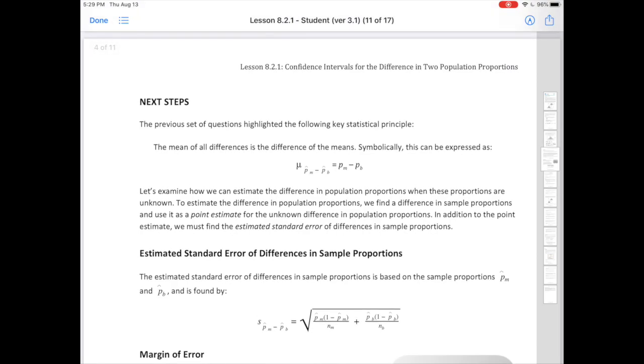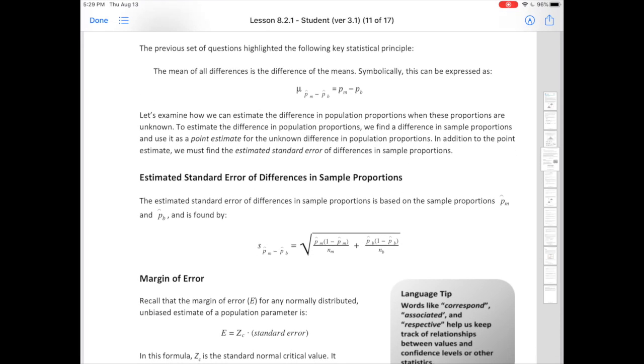Okay. Let's examine how we can estimate the difference in population proportions when these proportions are unknown. To estimate the difference in population proportions, we find a difference in sample proportions and use it as a point estimate for the unknown difference in population proportions. In addition to the point estimate, we must find the estimated standard error of differences in sample proportions. So in essence, guys, what we're working towards in this lesson is how to build a confidence interval for the mean of a difference distribution when you do not know the real answer, okay? So this is just like our previous work with confidence intervals. The only difference now is that we have two proportions instead of just one.